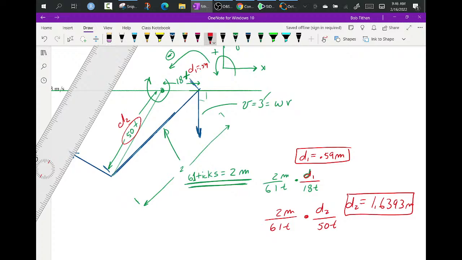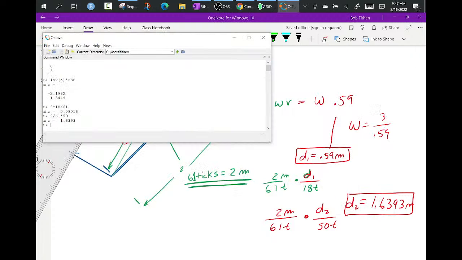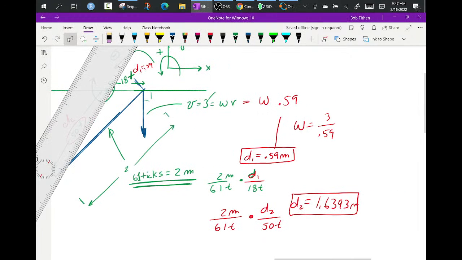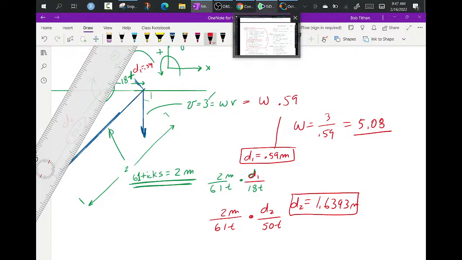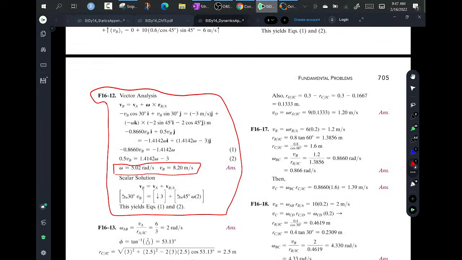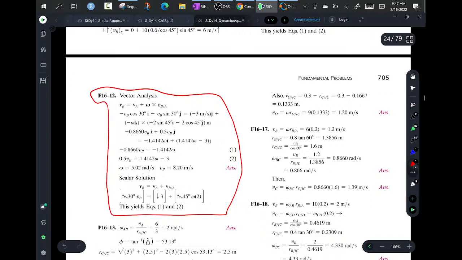So now, what is this? Omega times D1, 0.59, gets me an omega of 3 divided by 0.59, and this is approximate, about 5.08. So my omega is about 5.08. Look back at the solution here, and you can see pretty close.